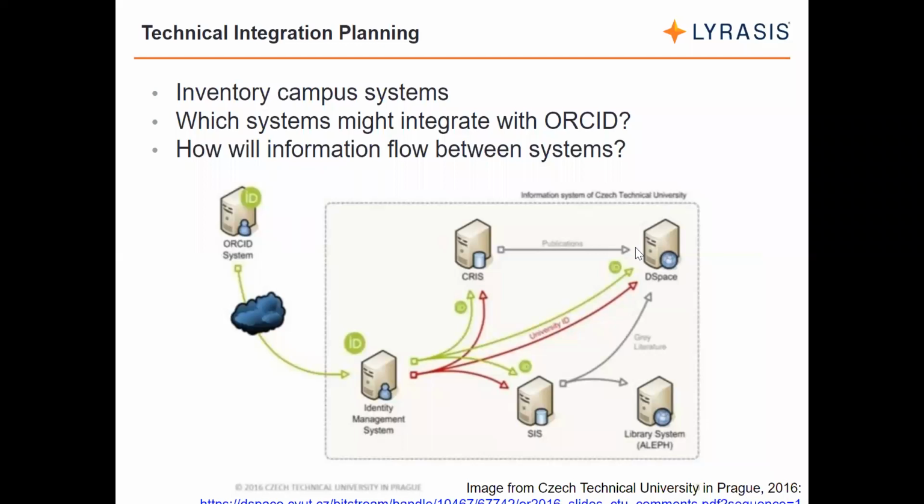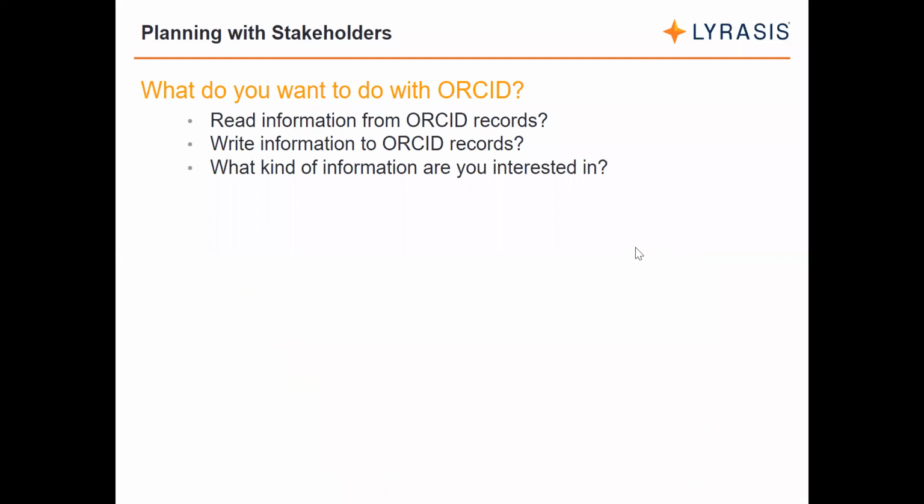And this will all really vary and depend on your specific context, the systems that are being used across campus, and the stakeholders that are involved there. Once you identify what parties should be involved, work with these stakeholders to determine things like, what do you want to do with ORCID? It's very configurable. There are lots of different ways that you can use ORCID. So thinking about what your priorities are: do you want to read data? Do you want to write data, or both? And if so, what data points are you most interested in?